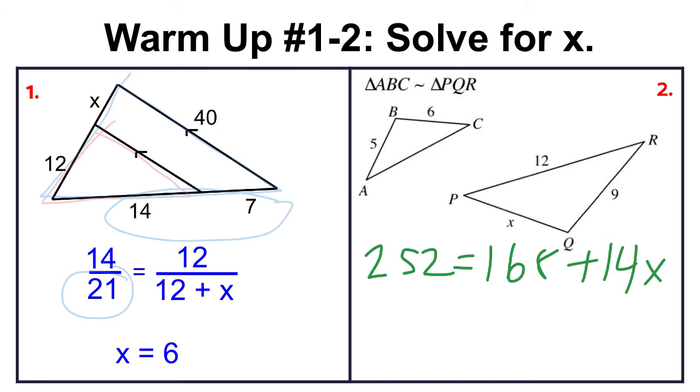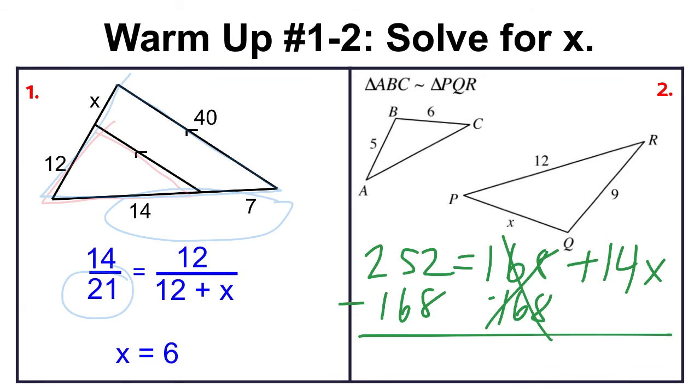To solve this equation, now I'm just going to subtract the 168 on both sides. And if I do that, I'm going to have 84 on the left. The 168 will cancel out, so all I'll have left is 14x. And then the last step would be to divide by 14. And if I divide both sides by 14, I do get 6 for my answer.